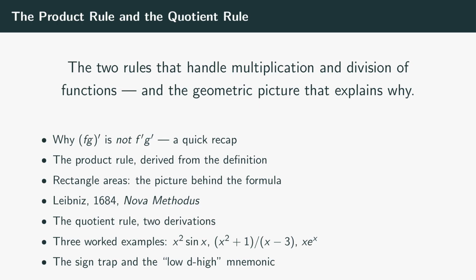Today we fix it. We'll derive the product rule from the limit definition using a one-line algebraic trick. Look at the geometric picture in terms of rectangle areas that explains why the formula has the shape it does, then derive the quotient rule from the product rule. 3 worked examples to make the rule's muscle memory.